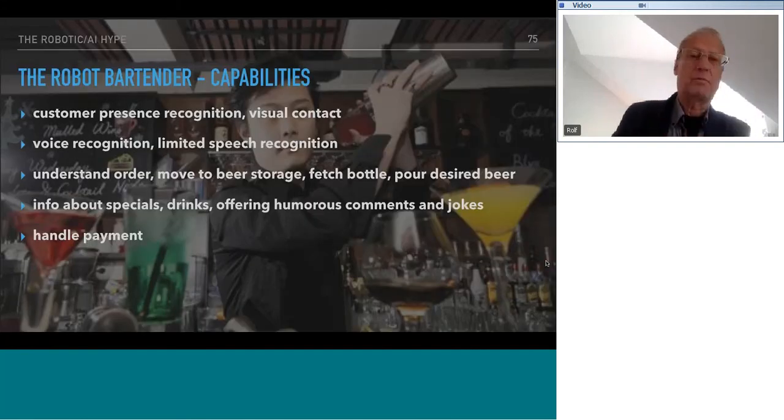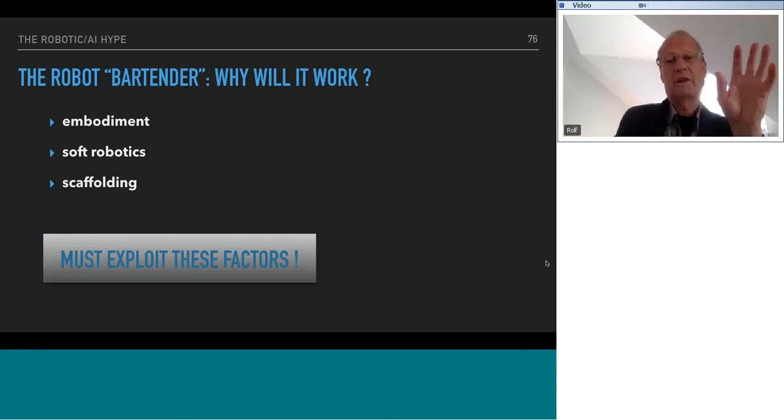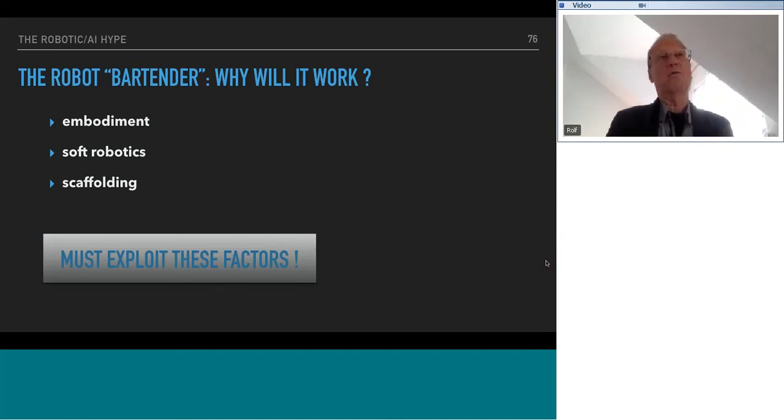And what does a robot bartender need to be able to do? I think it's obvious. We know that customer presence recognition, visual contact, voice recognition, limited speech recognition, and so on, has to understand the order and deliver the order. Now, when we were pitching, I won't go into the story there, but we had to do at least 60 pitches.